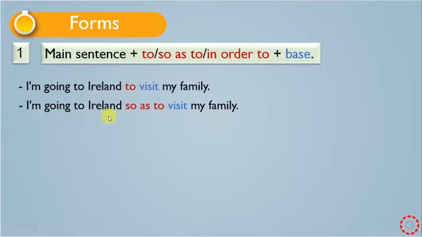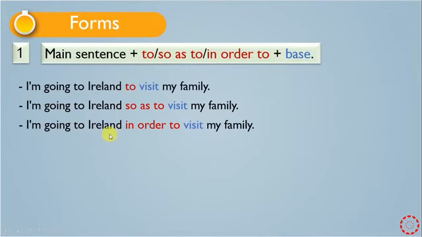The second example: I'm going to Ireland so as to visit my family. In this example also we have the base form of the verb, which is visit. Another example: I am going to Ireland in order to visit my family. Look, after to, so as to, and in order to, we have the base, which is visit.